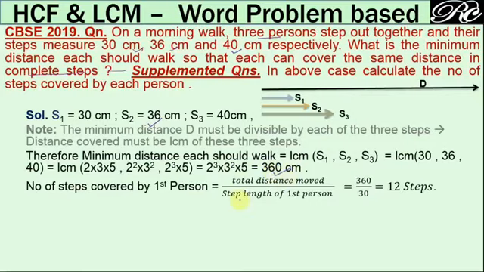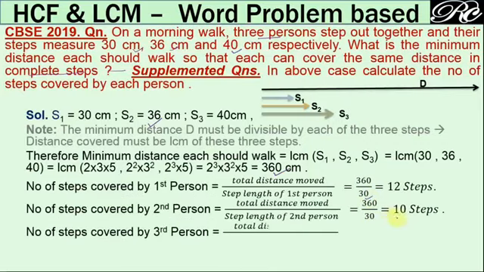360. And the number of steps covered by first person can be calculated by dividing this 360 by the step length of first person, means 30, it is 12. Similarly, the number of steps covered by second person will come as 10. The number of steps covered by third person will come as 9. So this is how to calculate the steps of individuals. Though this part was not asked in examination, it may be asked in examination or in NTSE. Let us go for next.